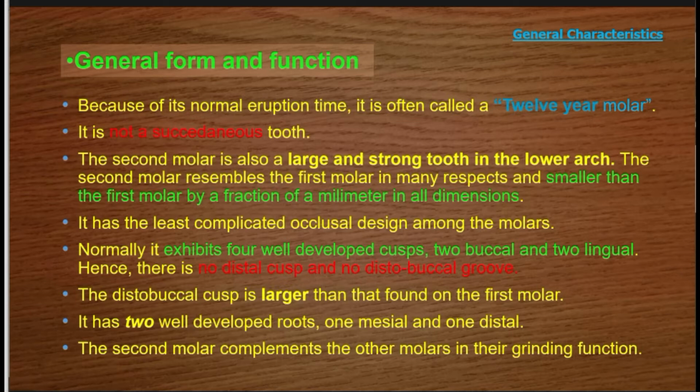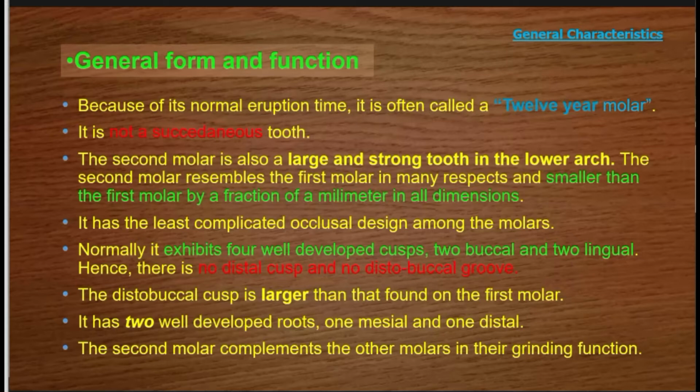The distobuccal cusp is larger than that found on the first molar. The first molar distobuccal cusp is a little bit small. But in the case of the second molar, because the mesiobuccal and distobuccal cusps are of similar size, the distobuccal cusp is relatively bigger than the distobuccal cusp of the first molar.